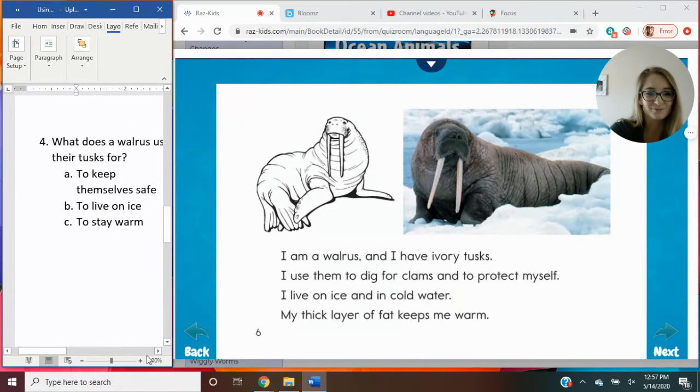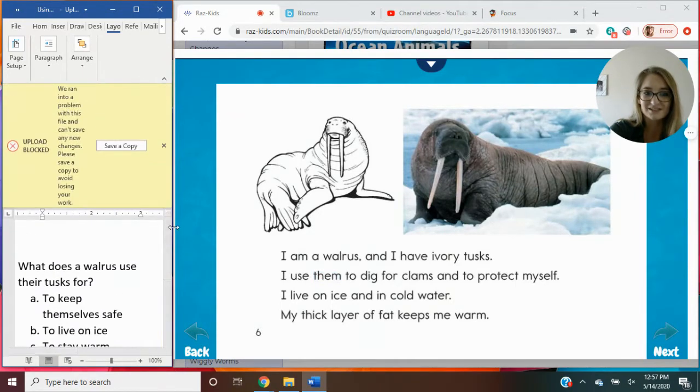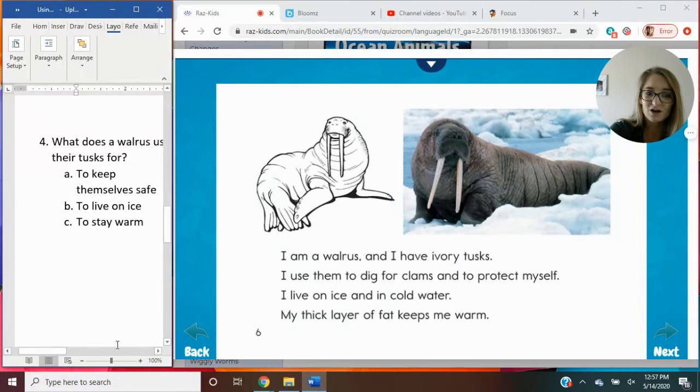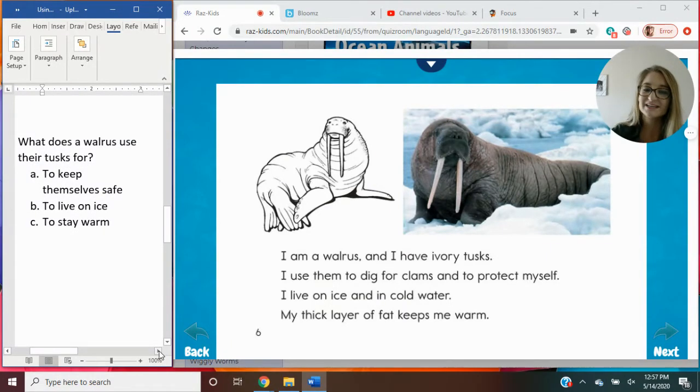Okay, here we go. Ooh, this page is about a walrus. I am a walrus. I have ivory tusks. I use them to dig for clams and to protect myself. I live on ice and in cold water. My thick layer of fat keeps me warm. Okay, let's see if we can answer the question. What does a walrus use their tusks for?